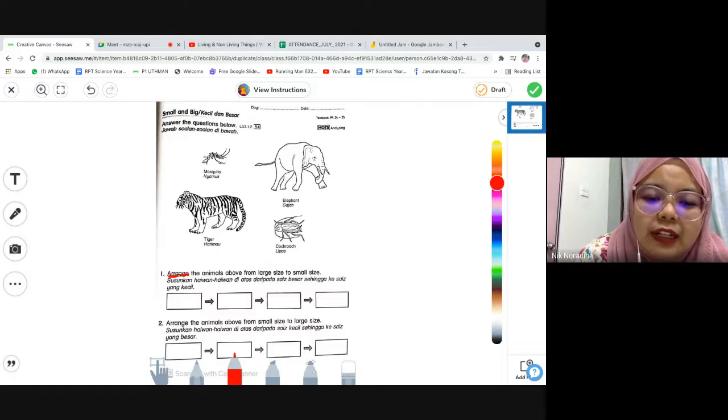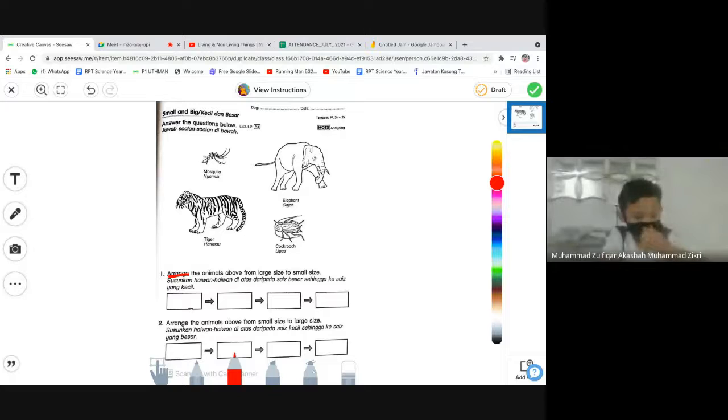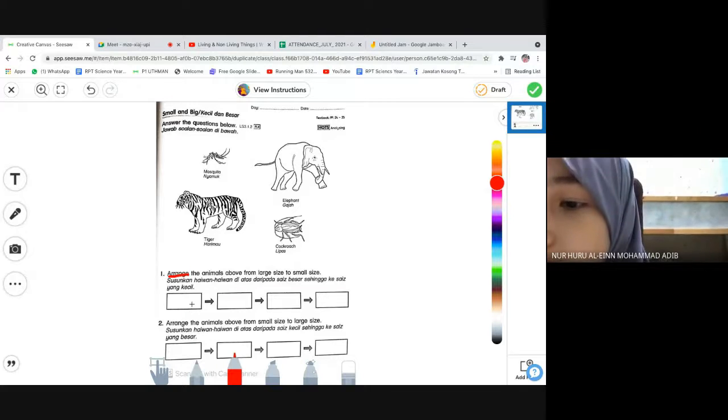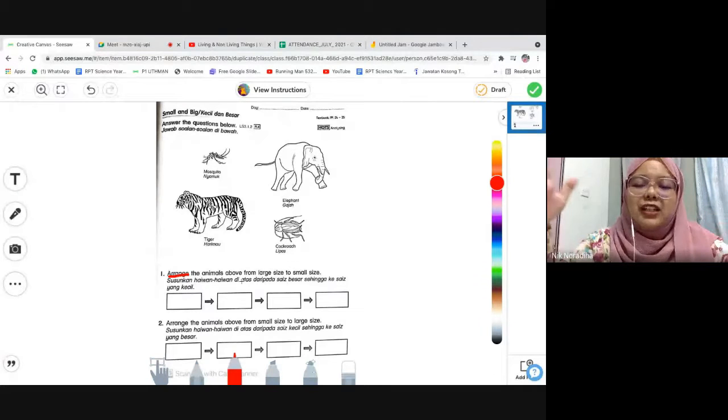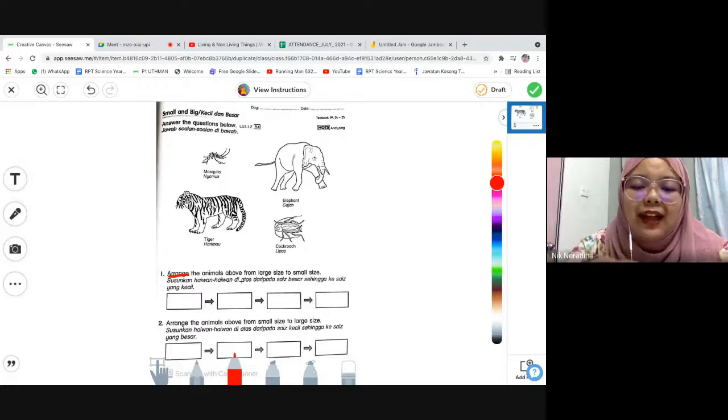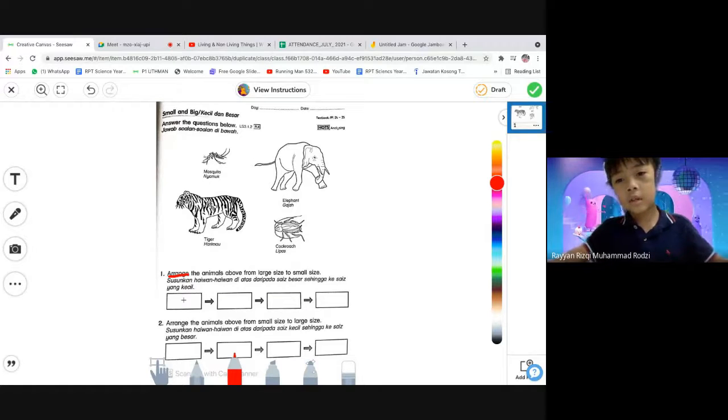Okay, thank you, everyone. Kasha, this question asks you to arrange these 4 animals from large size to small size. The first one should be the biggest or the smallest animal, Kasha? Teacher, I'm done. Okay, for a while. Kasha, this question asks you to arrange animals from big size to small size. So the first box should be the biggest or the smallest animal? From big to small. Yeah. Kasha, big to small.